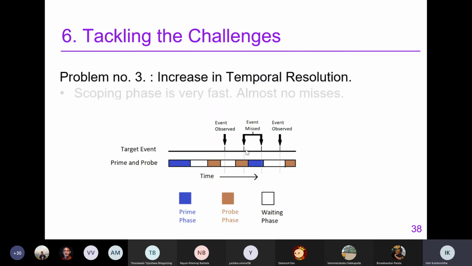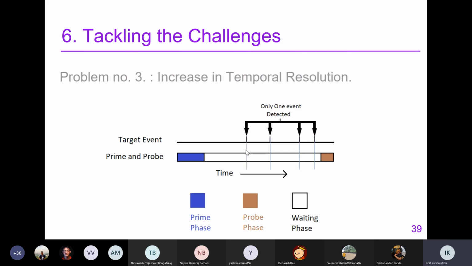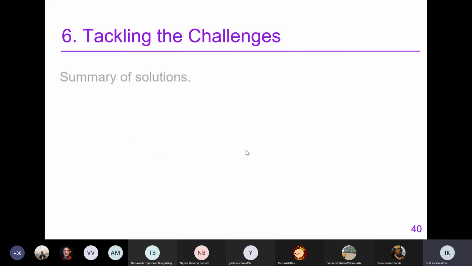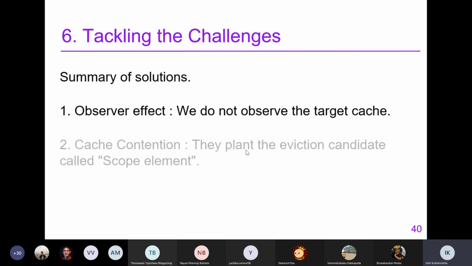Now, the increase in temporal resolution. Because we are scoping at a higher level of cache and only one element, it is very fast. So we almost have no misses. And there is no need for a window, because we do not observe the shared LLC. So on the higher level cache, we can do as much probing as we want, and we don't need the window at all.